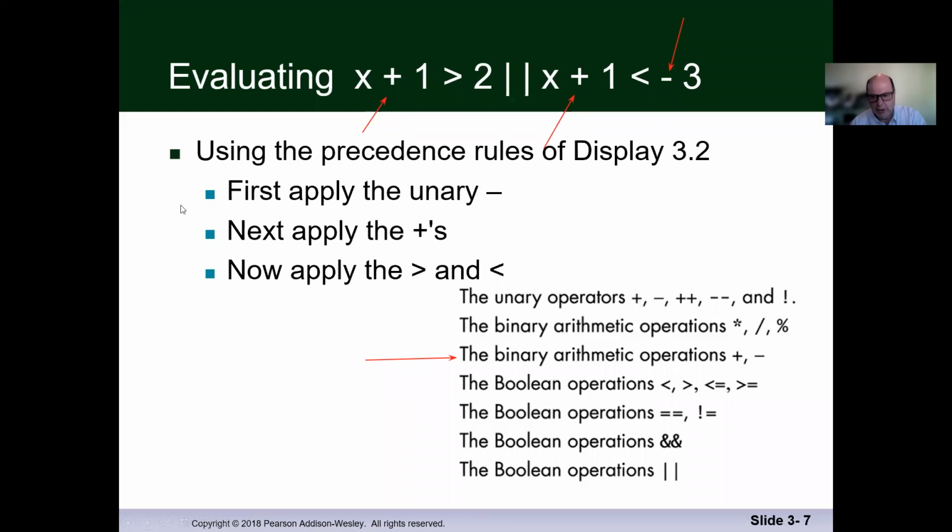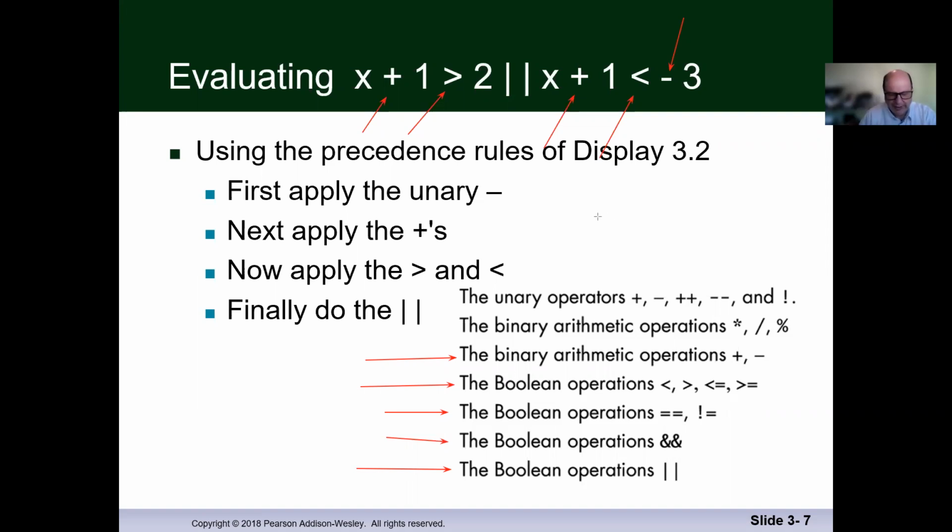Then we're going to go to the less than and greater than. So we are looking at the next ones. The less than, greater than, and less than is going to happen next. Then the OR is going to happen. The last thing that we have, of course, in here: we don't have any Boolean equal, not equal, or and. So we're going to end up with the OR, and that's the way this is going to be resolved.